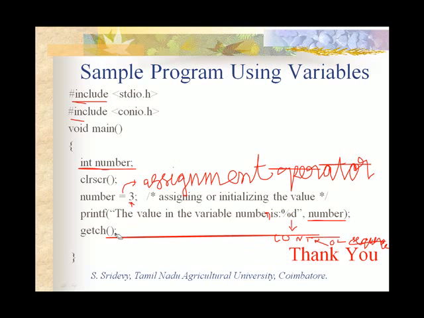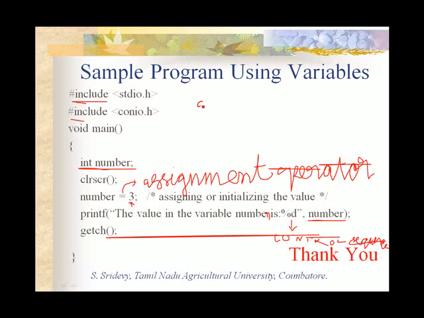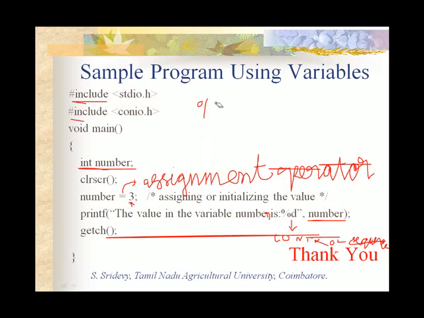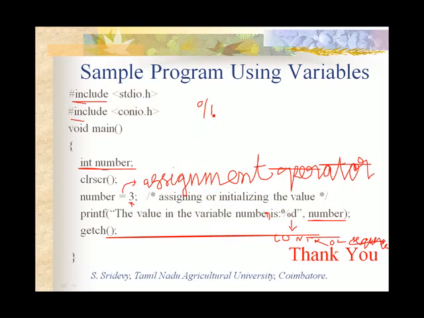Then of course end with getch and close the body of the program. Compile it, give a name to it, compile it, run it, and the output of the program will be like this. I'm sorry, I'm making you wait so much. I don't know what happened to my control. Output of the program will be 3.